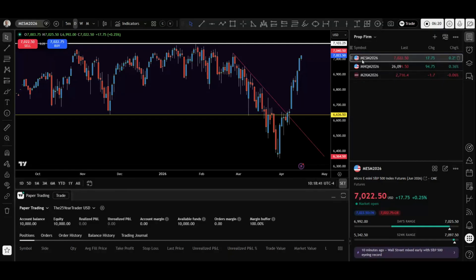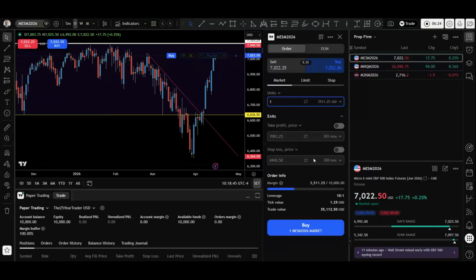So let's say right now I'm interested in buying the S&P 500 right here, 7,022. This is the micro contract, not the mini. I go to buy, and here's the exchange telling me, okay, you're controlling a $35,000 position, but we're only going to require that you put up 3,500 bucks.